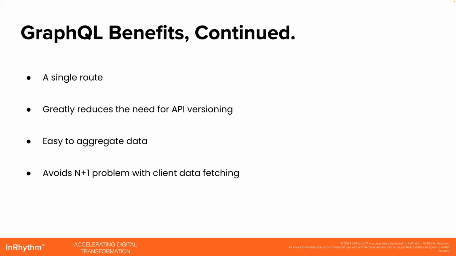It's easy to aggregate data. This is another common reason why people think of GraphQL. You have maybe some REST endpoints or data in many different locations. You can have one GraphQL API that just brings all that data in together, that can be queried in an efficient way. Avoids the N+1 problem with client data fetching.